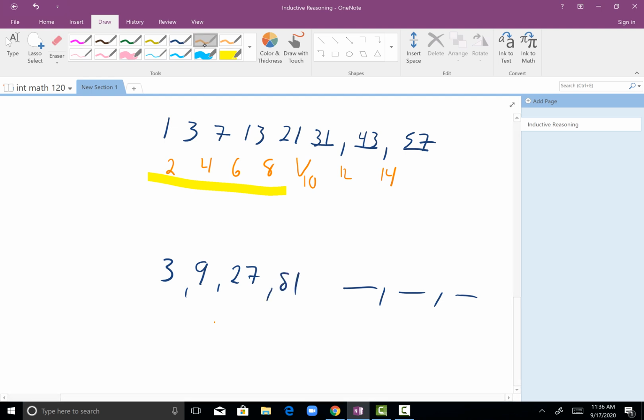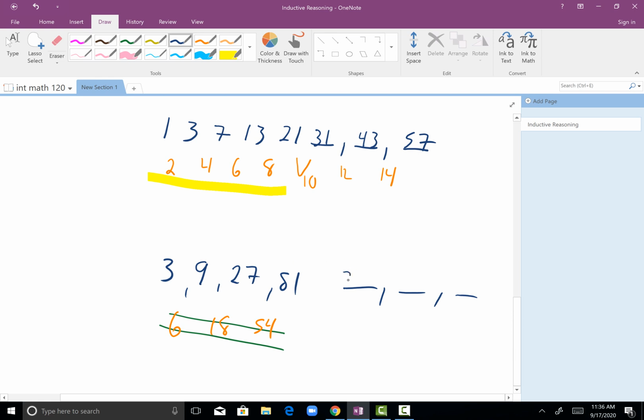Okay, so back to the differences here: 6, 18, 54. Now, those numbers I don't recognize at all. So looking at the differences isn't helping me on this one. But some of you probably already figured it out, because if we look at these numbers, we see that 3 times 3 is 9, 9 times 3 is 27, 27 times 3 is 81.